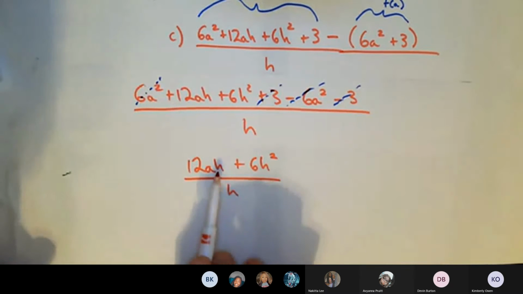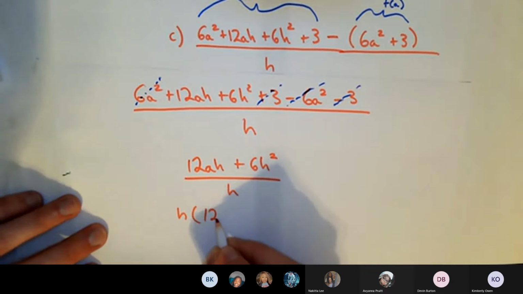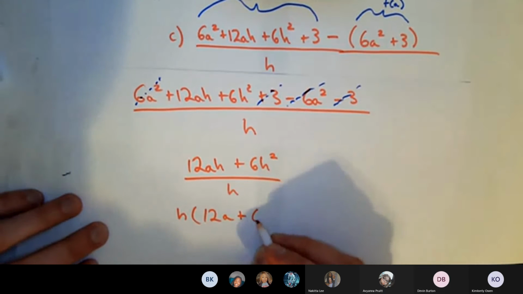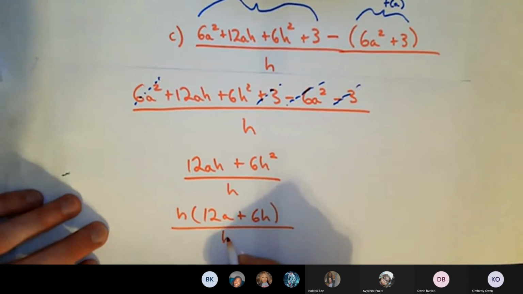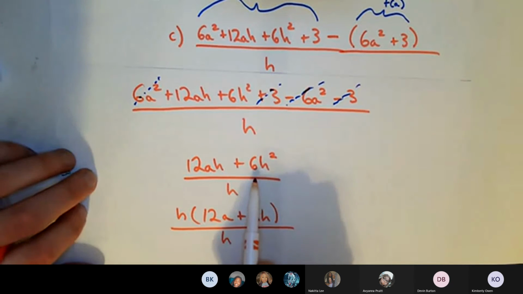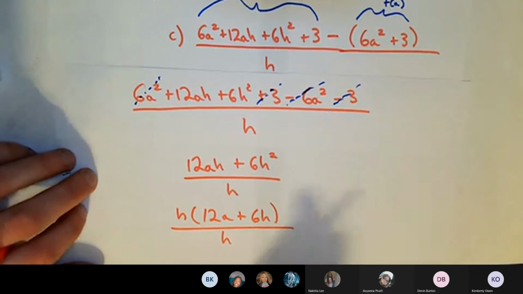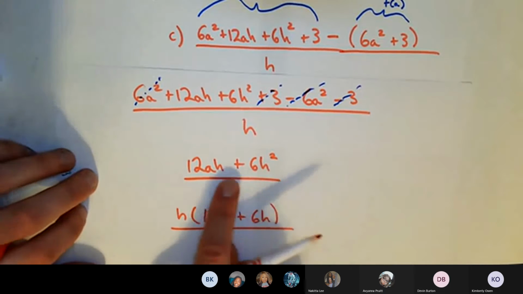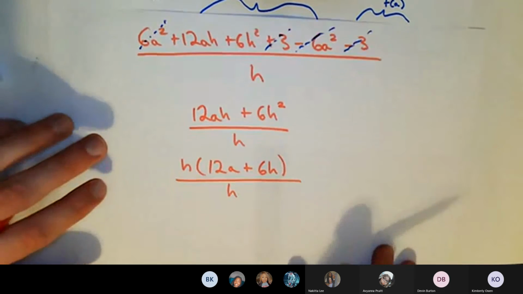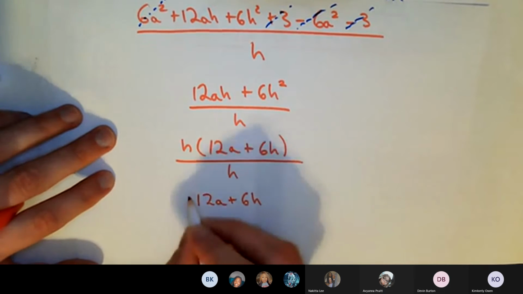Now notice that I can factor an h out of both of these on top. So factor an h out of both, like a greatest common factor. By the way, I could pull a 6 out too, but let's not bother with that. If I pull the h off of 12ah, then I'm left with 12a. If I pull an h off of 6h squared, I'm just left with a single h. And then finally, notice these two h's will cancel. That's why I factored an extra h off, because I knew it would cancel in the bottom with that one. So I'm finally left with 12a plus 6h.